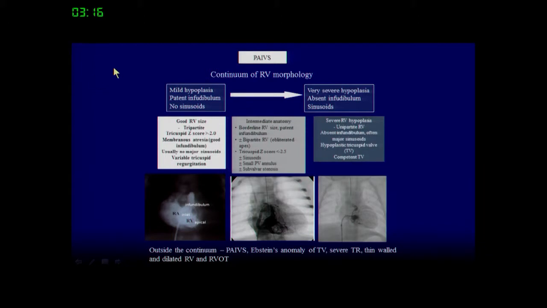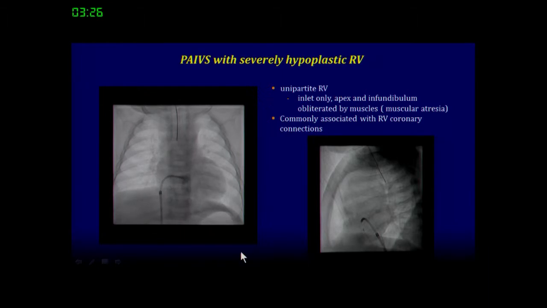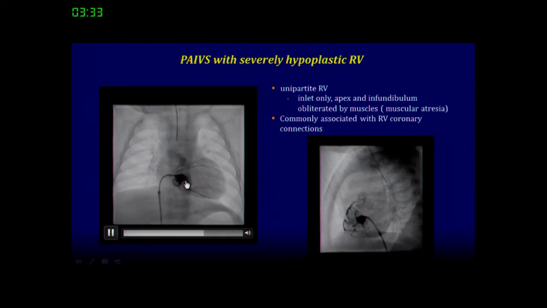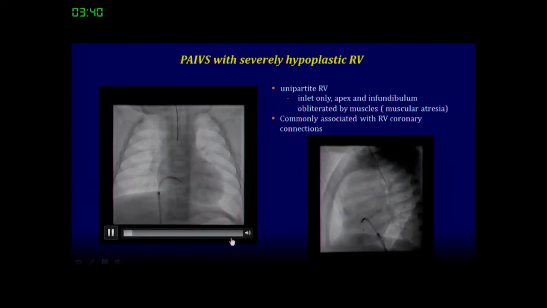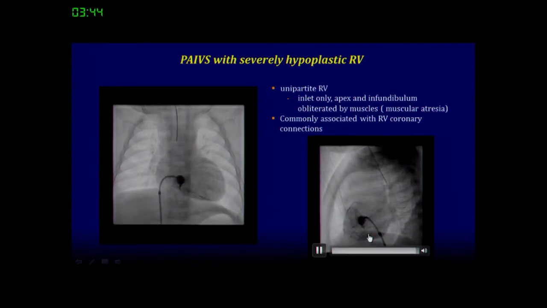I will now go to the other extreme, those with very bad anatomy, which is basically a single ventricle kind of management, where the patient has a very severely hypoplastic right ventricle, and quite often there are RV to coronary connections. One example here has a very small inlet with nothing else, and a major connection to the right coronary artery which refluxes into the aorta, as well as smaller connections to the left coronary artery branches, on the lateral view.